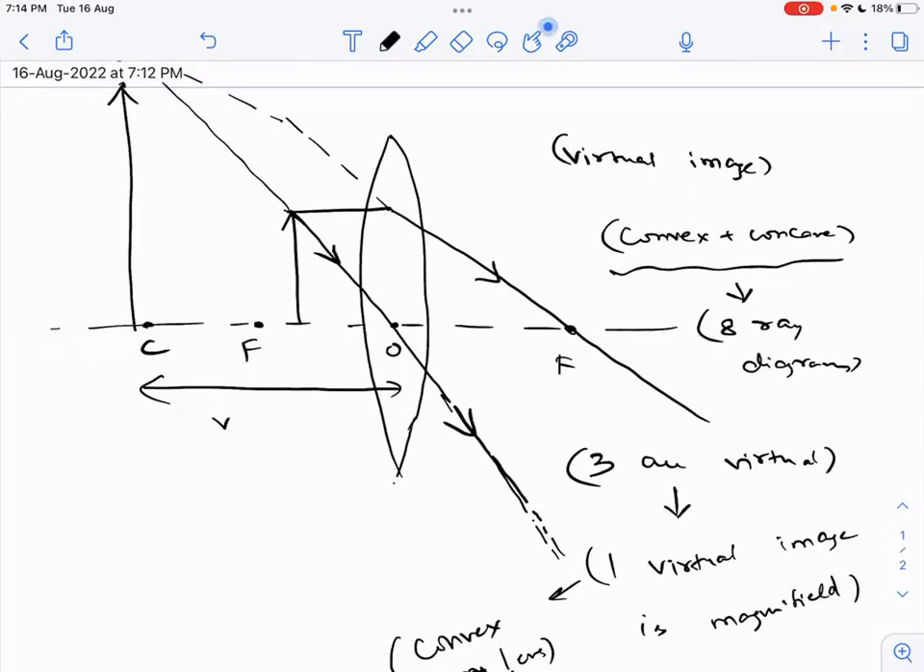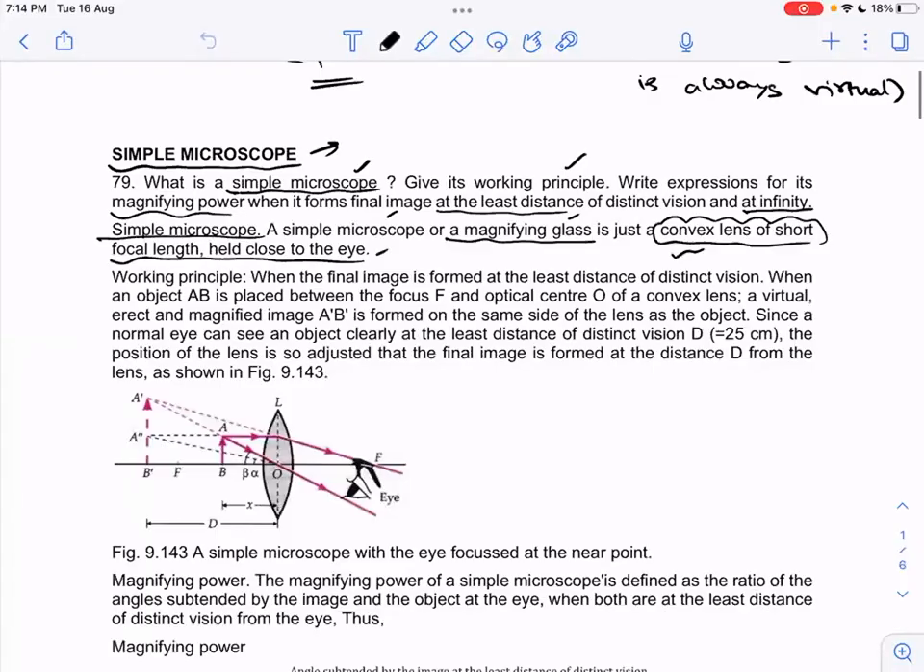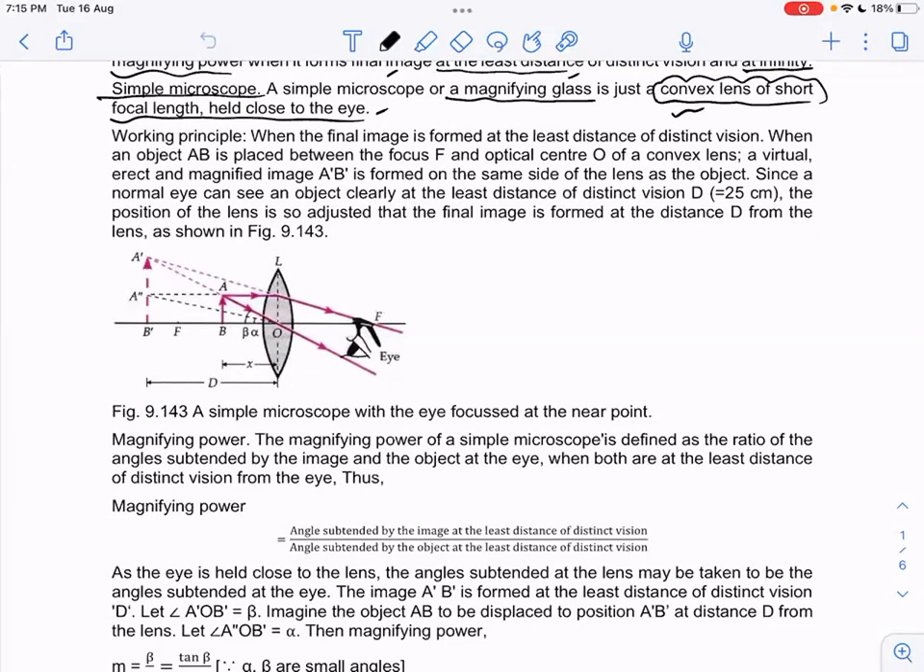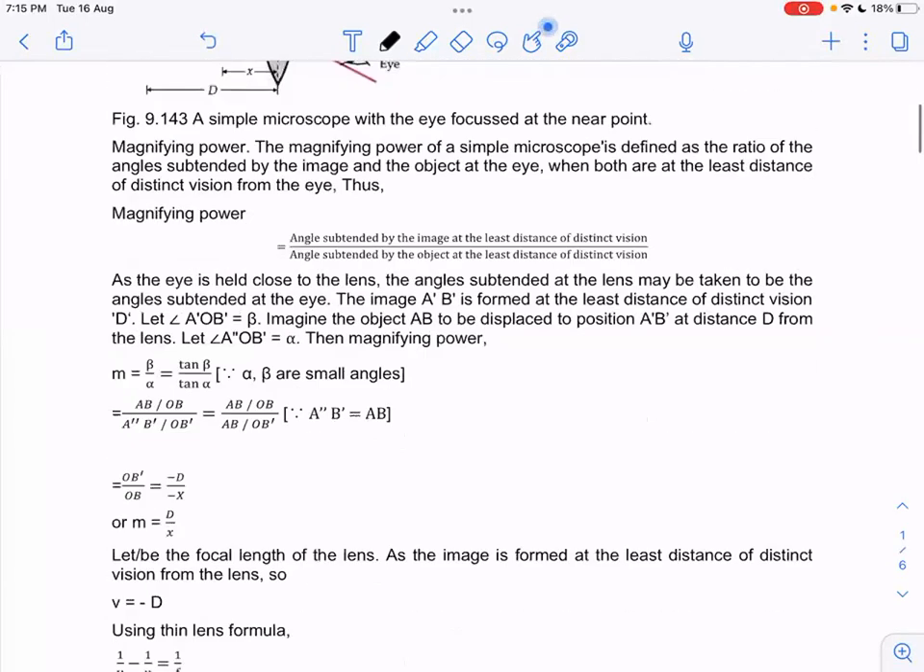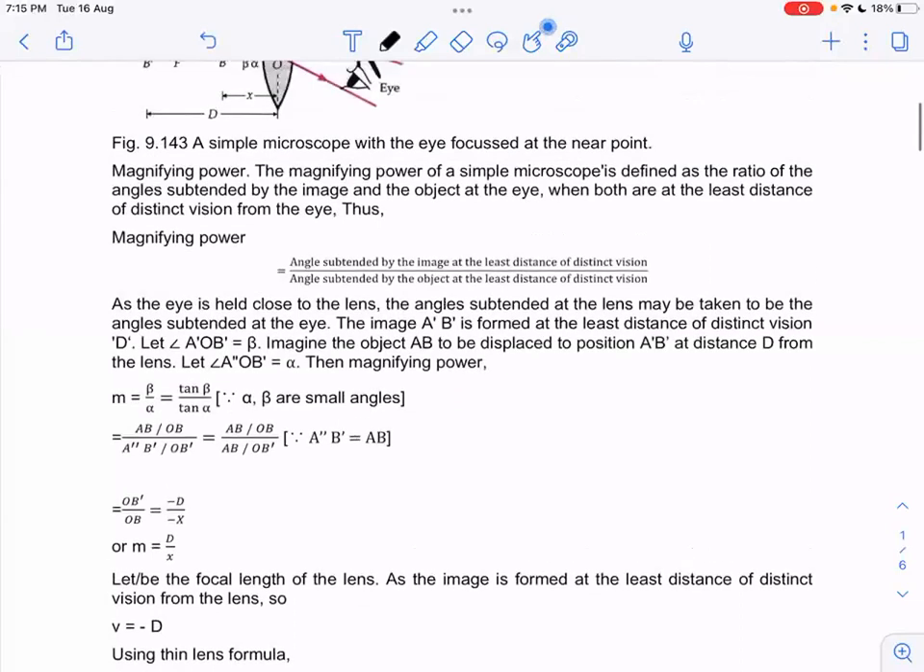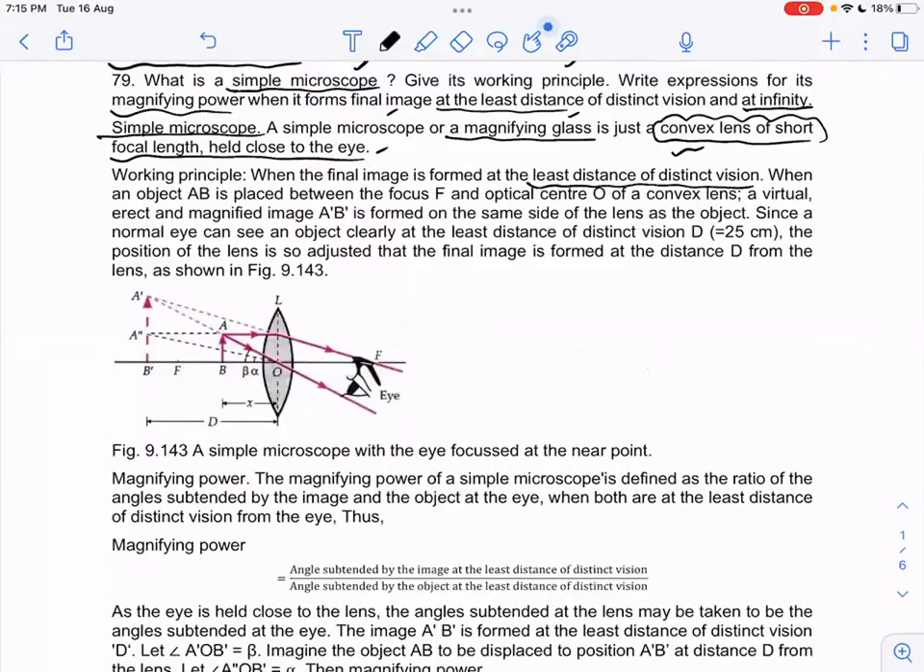Okay. So having this point in mind, we will try to understand the working principle of a simple microscope. Image can be formed at two locations. What did I say? One of the locations is called the least distance of distinct vision, and the other is at infinity. So when the image is formed at the least distance of distinct vision, even before I proceed, you need to understand what exactly this least distance of distinct vision is.